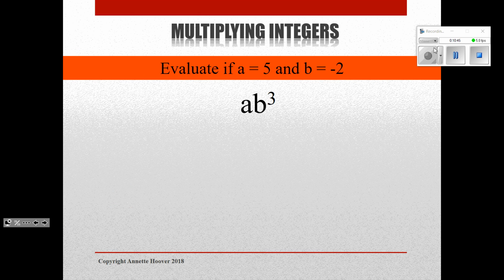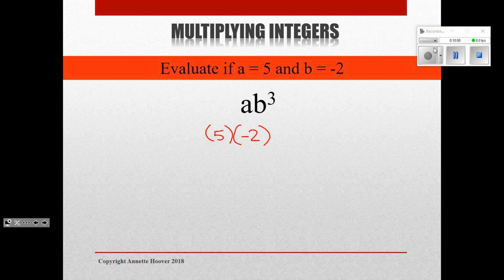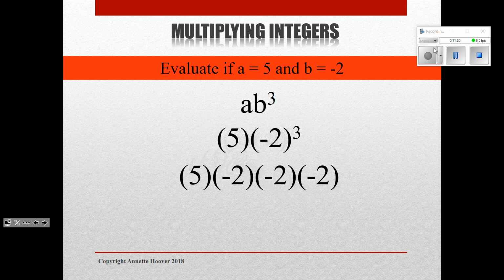Okay, here we have A is 5. Then we have B is negative 2. Notice that when I'm plugging in those numbers, I'm putting them in parentheses. And the B is cubed, so it's negative 2 cubed. Remember, when we plug it in, we plug it into parentheses. That means the same thing as 5 times negative 2 times negative 2 times negative 2. 5 times 2 is 10. 10 times 2 is 20. 20 times 2 is 40. There are 3 negatives. That makes the final answer negative, and it would be negative 40.